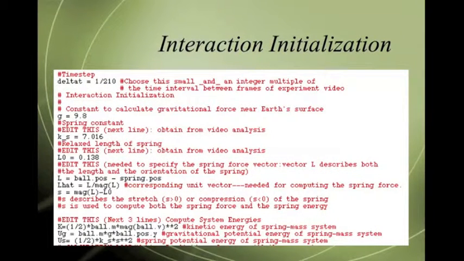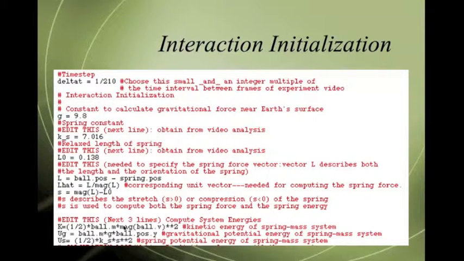Here's the beginning of the code where we implement the initial conditions. We have the gravitational acceleration to be 9.8 meters per second squared. We have our spring constant that we calculated earlier, and our L naught. We find L, which is ball dot pos minus spring dot pos. For L hat, we have the unit vector in order to compute the spring force. And then for s, we have the magnitude of L minus L naught.